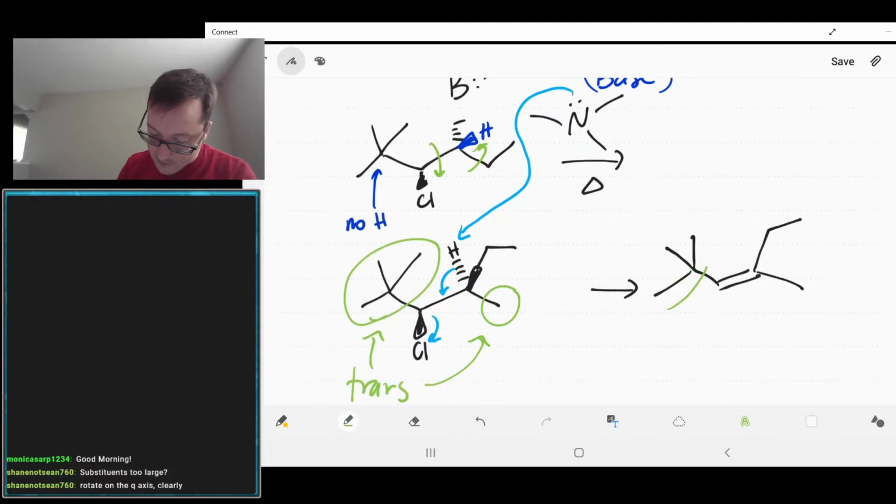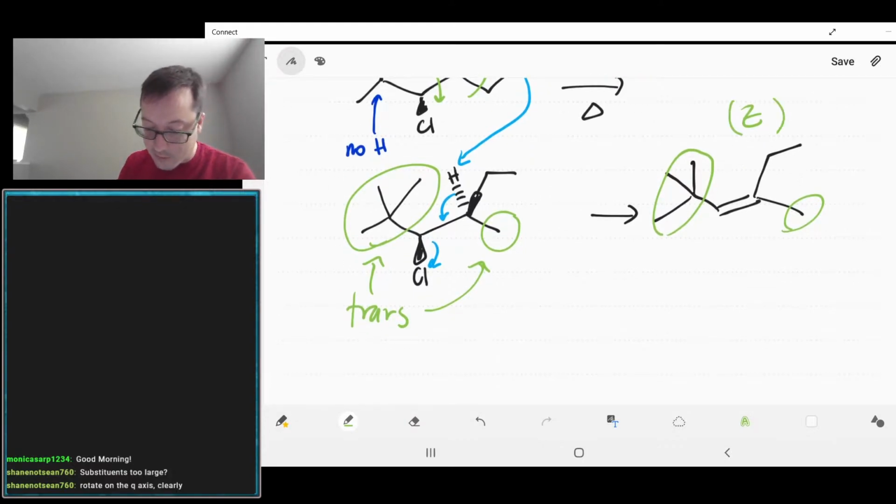Again, I'm just using that word trans to talk about the relationship. This is not a trans alkene. This is definitely a Z alkene because the ethyl group has priority over the methyl group, right? It has more carbons, so it's got a higher atomic number. But these two are still trans to each other. Again, that word describes their relationship, not the alkene, but those two substituents.